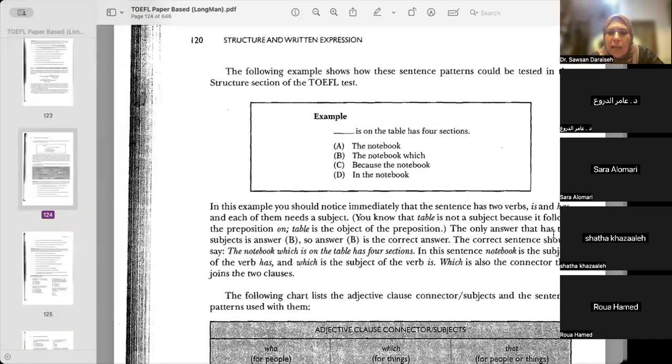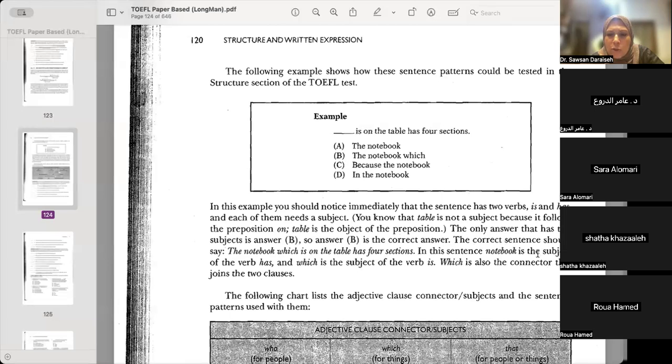The only answer that has 2 subjects is answer B. It has 2 subjects, right? This is the first subject, and this over here is a connector and a subject. So answer B is the correct answer. The correct sentence should say the notebook, which is on the table, has 4 sections.